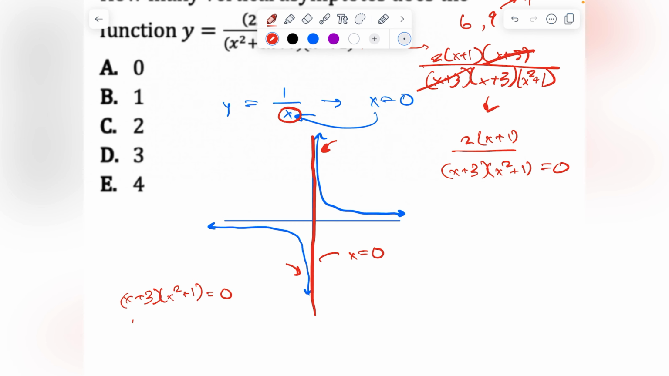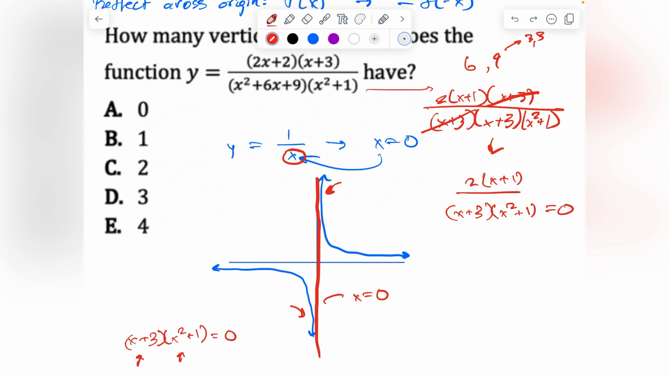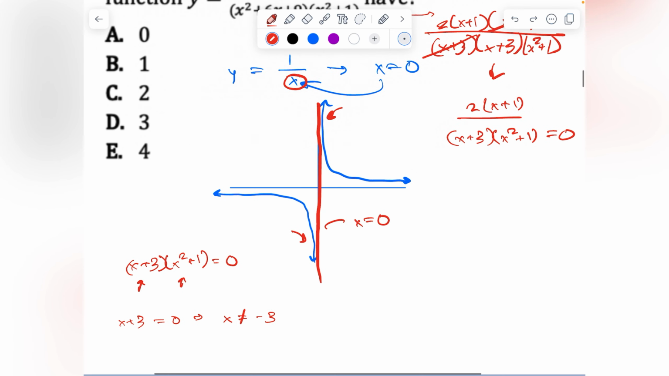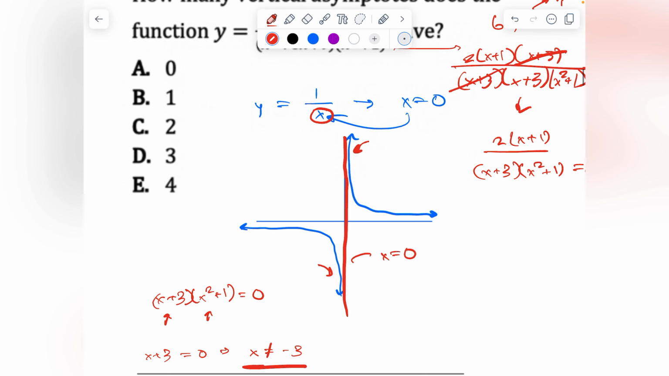Just make each of these individual terms equal to 0. So x plus 3 equals 0. Obviously, x equals negative 3 is your asymptote. Basically what we're saying is that x cannot equal negative 3. If you put negative 3 into this function, you're going to get 0 for your denominator, which means the function is not defined at x equals negative 3. So we have at least 1.